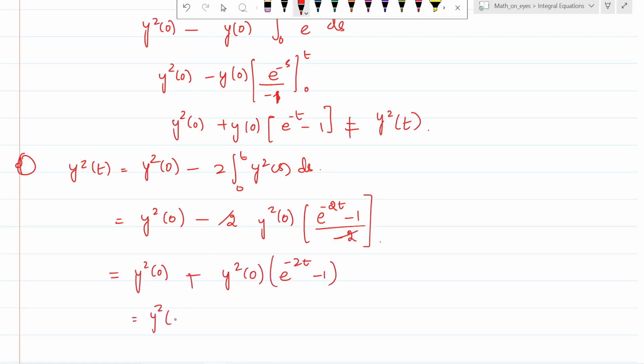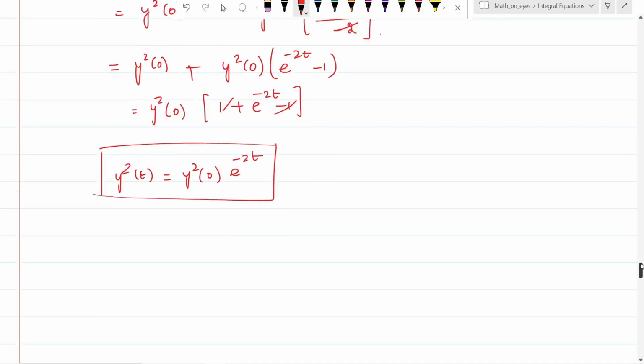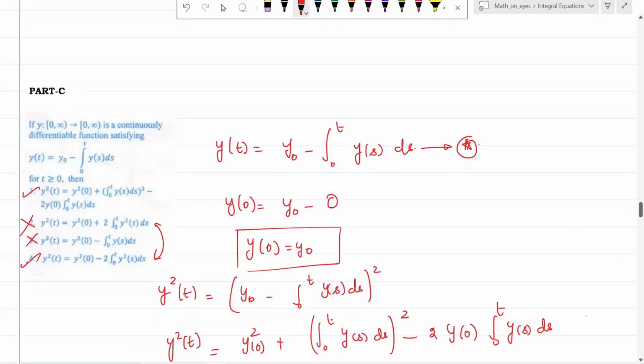So when you take out y squared of 0, we get 1 plus e to the power minus 2t minus 1. So we get the answer. So this is actually equal to y squared of t is equal to y squared of 0 into e to the power minus 2t. We got the exact solution. This is what we need, right? So this is true. The fourth one is true.